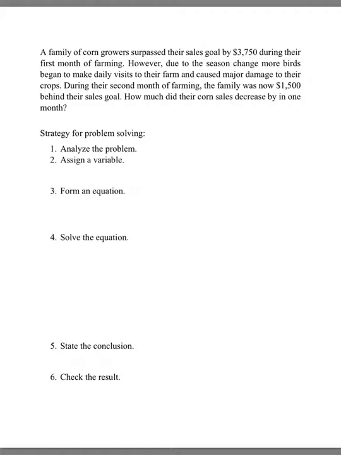Let us begin by reading the word problem out loud. A family of corn growers surpassed their sales goal by $3,750 during their first month of farming. However, due to the season change, more birds began to make daily visits to their farm and caused major damage to their crops. During their second month of farming, the family was now $1,500 behind their sales goal. How much did their corn sales decrease by in 1 month?